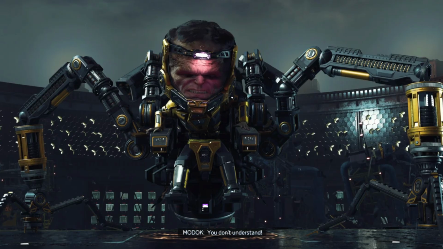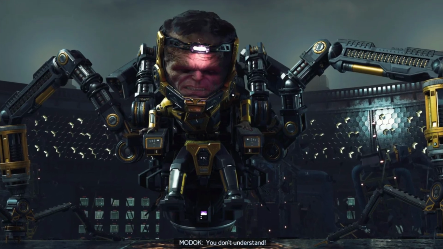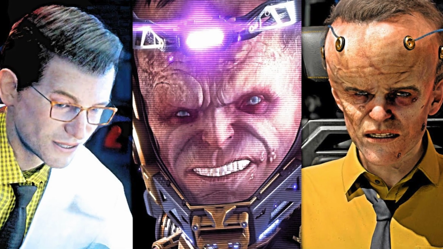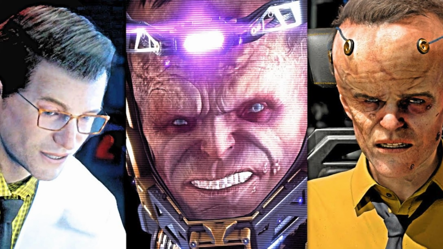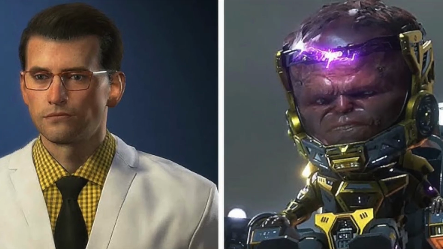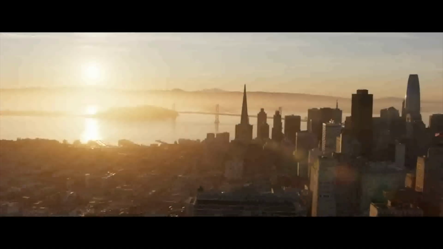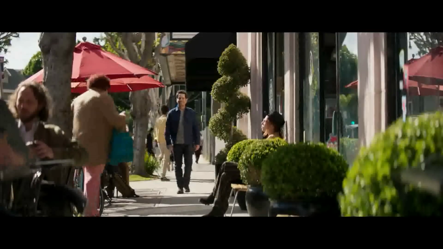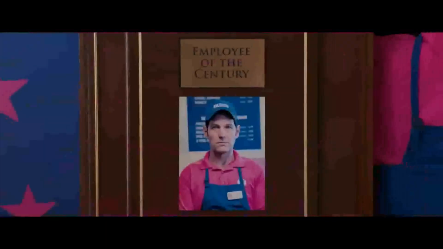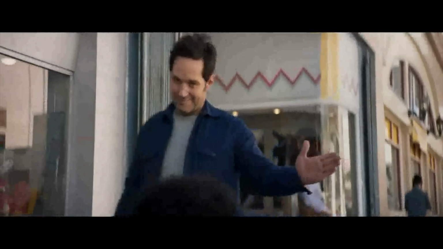However, the experiments with the Kang tech ultimately mutate him and break him into the form of MODOK. And because Ant-Man was actually a part of Kang Dynasty, I would have him kind of blame Ant-Man indirectly for his transformation into MODOK, and him going after Cassie, who is now named Stature, as her superhero counterpart.